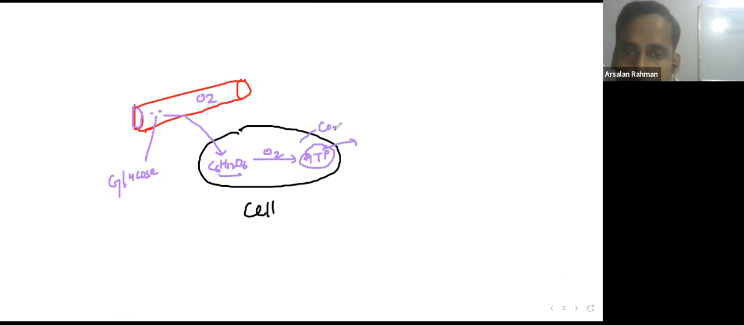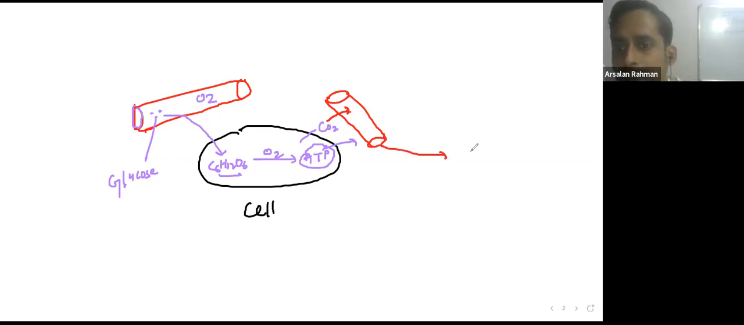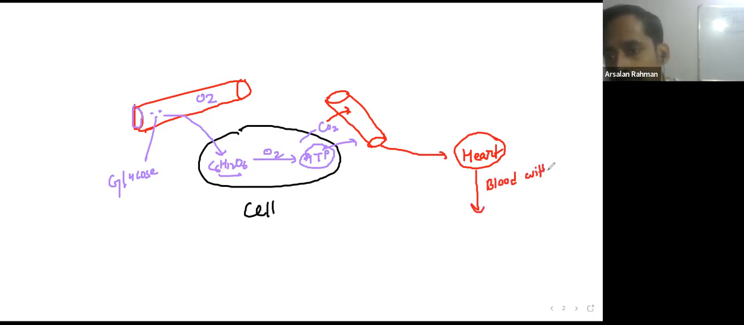This will produce CO2. Again, another blood vessel will take this CO2, and it will carry this CO2 blood to the heart. From the heart, this CO2 blood will enter into the lungs.